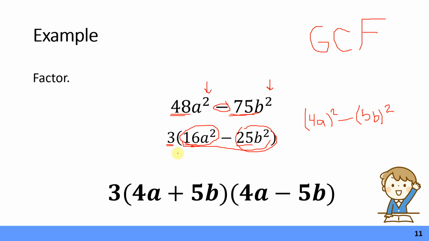So this would be my final answer. Don't forget the 3 is still outside. If you forget to write the 3 on your final answer, then your final answer will be wrong. And then this, I factored it out using the difference of two squares, right? The 4a and the 4a, the 5b and the 5b, 1 plus, 1 minus, and voila.